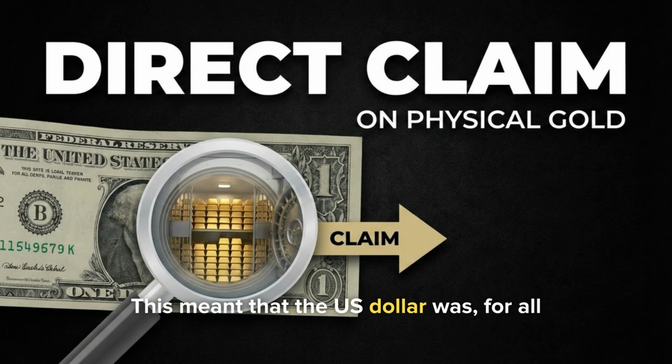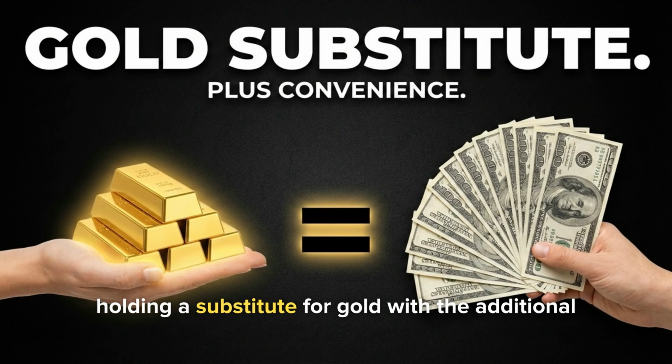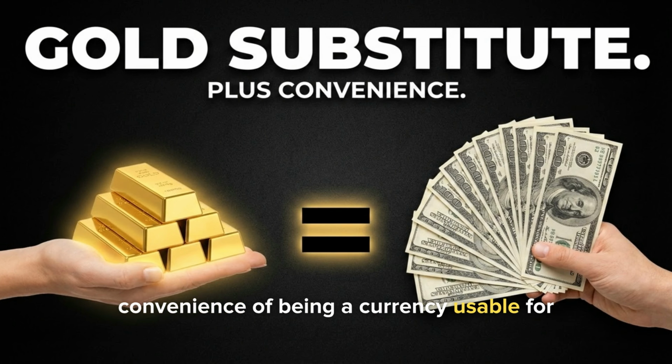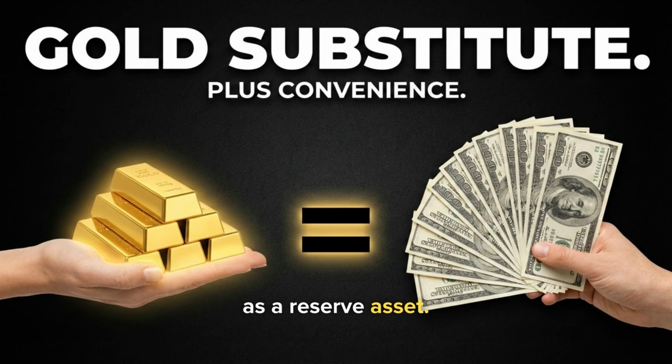This meant that the US dollar was, for all practical purposes, a direct claim on physical gold stored in US government vaults. Any country holding dollars was effectively holding a substitute for gold, with the additional convenience of being a currency usable for commercial transactions, rather than just stored as a reserve asset.